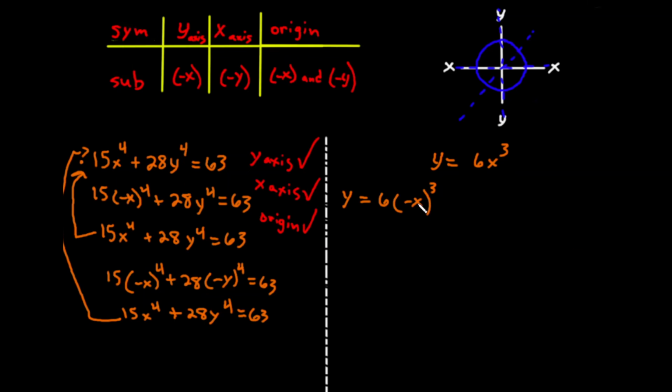So this is an odd number of negatives. This is a negative times a negative times a negative, which is still negative. So this is y is equal to negative 6x to the third. Remember, when you have 6 times negative x to the third, you can bring the negative in front because it's multiplying. Now, is this the same as this? No, it is not. So it will not have y-axis symmetry.